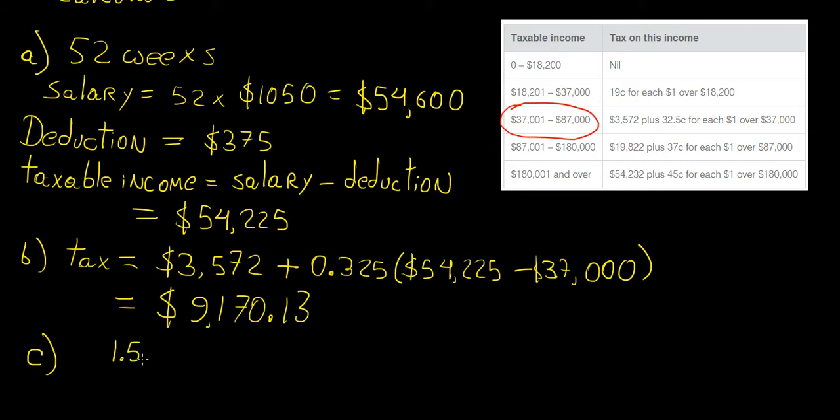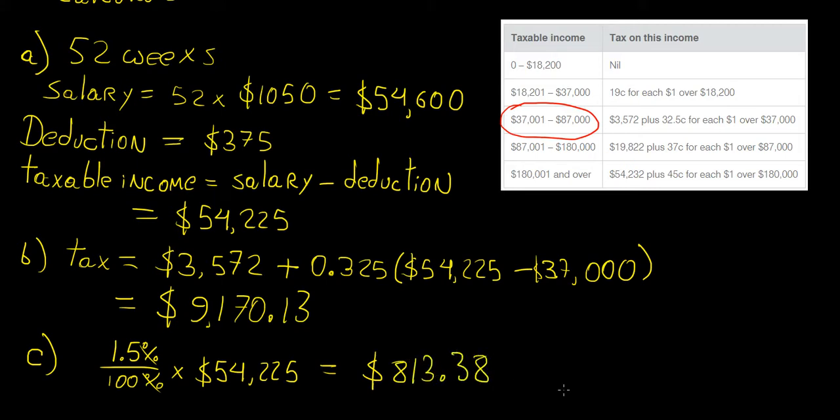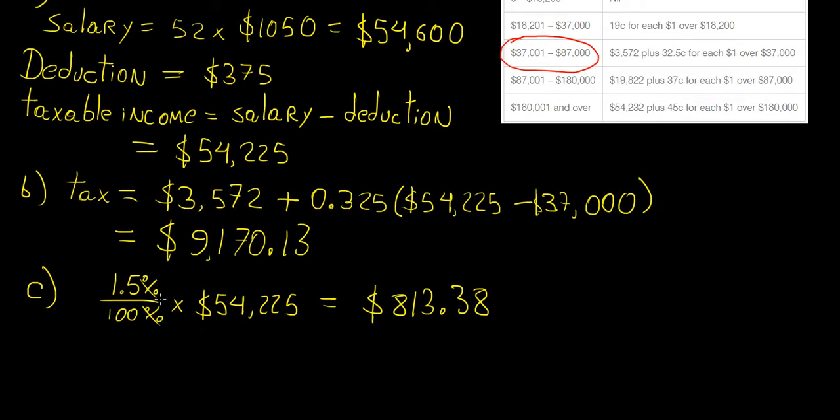So basically, we're going to divide this by 100%, cancel out the percent signs, and multiply that by the taxable income, which is 54,225. So we have 1.5 over 100 times 54,225, and that's going to be $813.38. Now that's only the tax coming from that Medicare levy, but remember that the total tax we originally calculated was this.